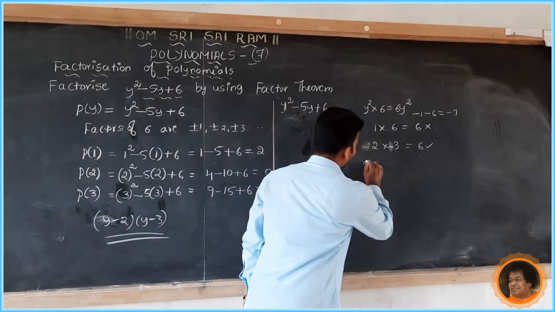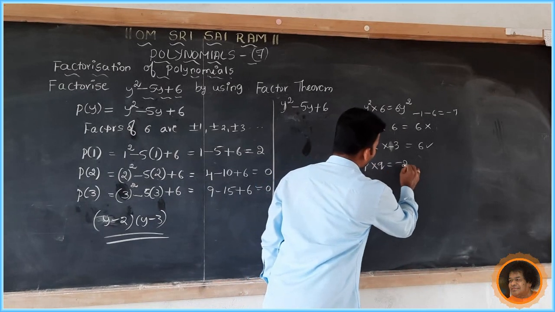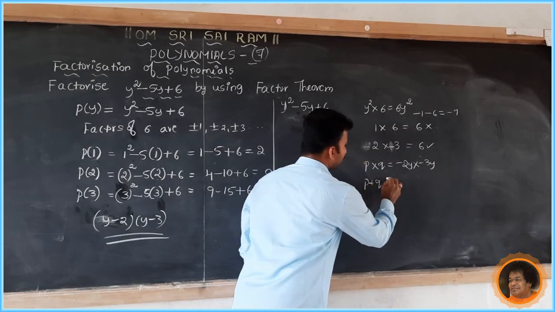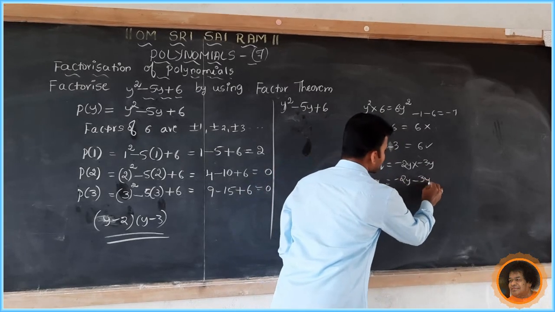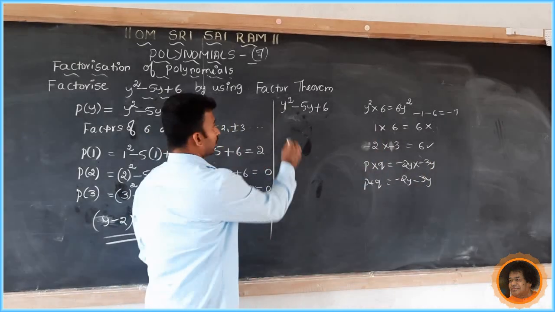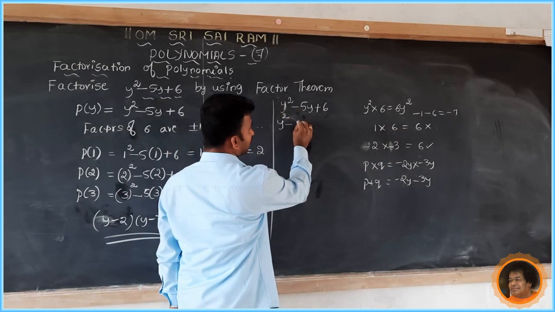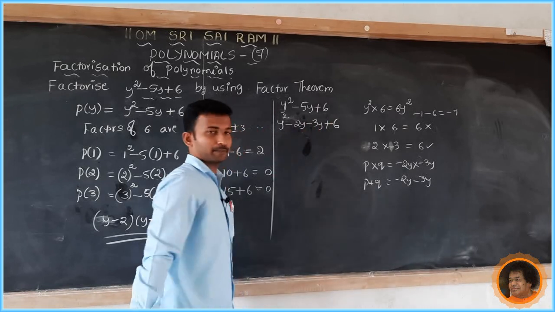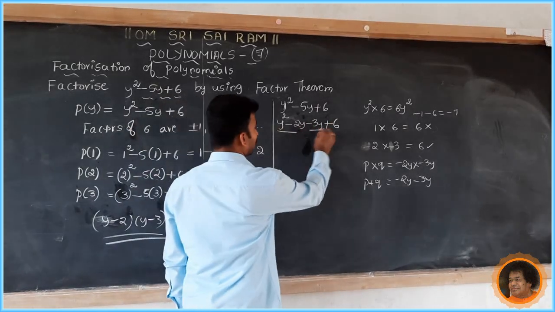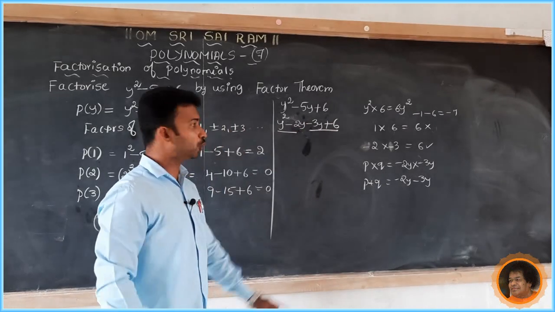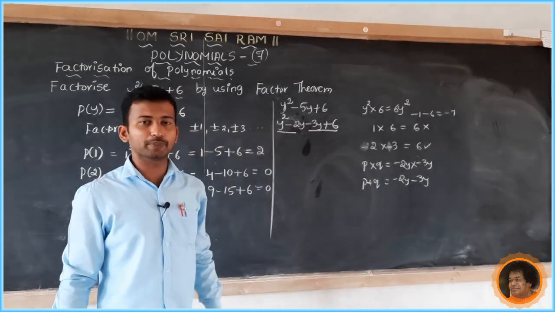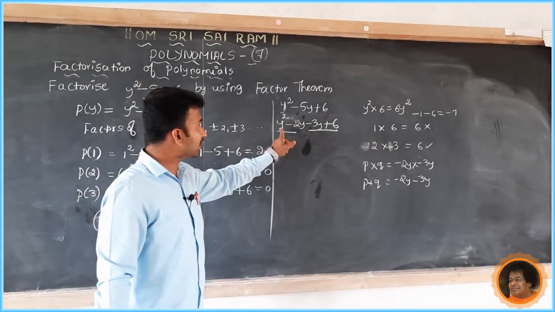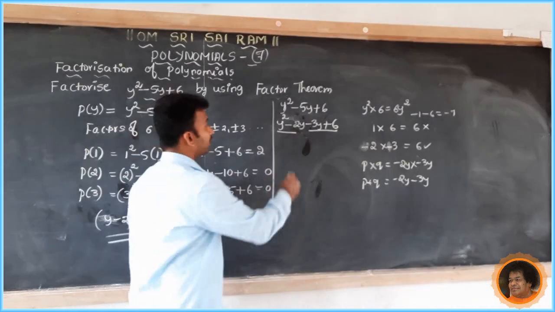Let us consider p into q is equal to minus 2y into minus 3y, and what about the sum of both? Minus 2y minus 3y. So y square minus 5y plus 6 is equal to y square minus 2y minus 3y plus 6. Grouping the terms, y square minus 2y is the first group, minus 3y plus 6 is the second group. What is the next step? Take out the common factor. What is common? Y is the common variable in both.